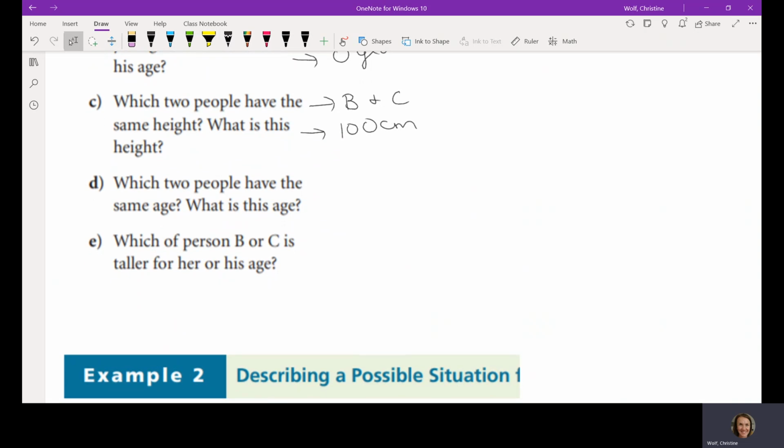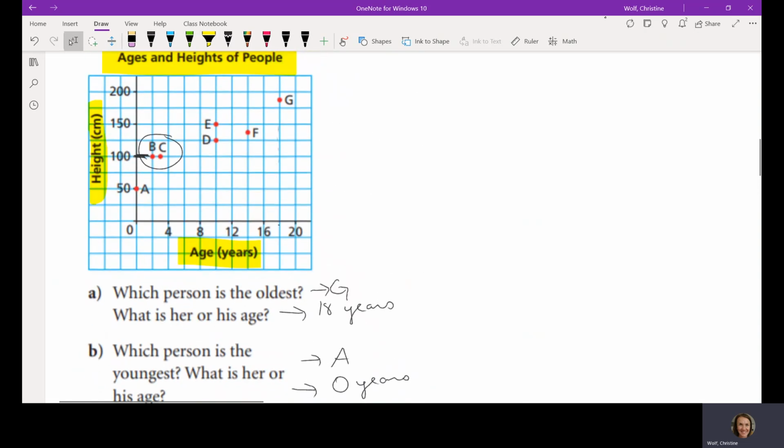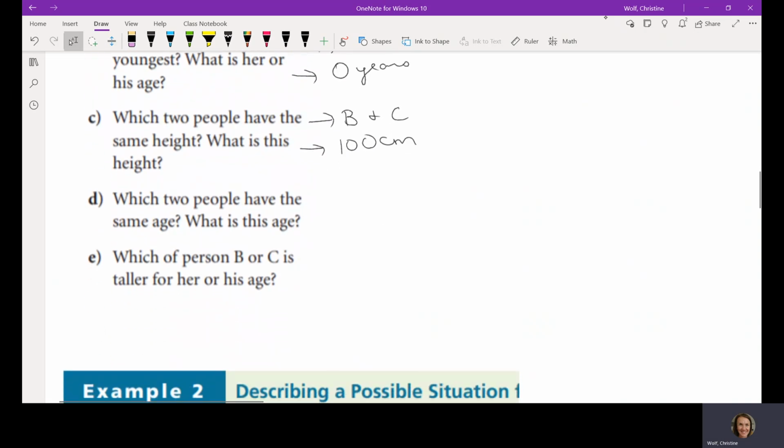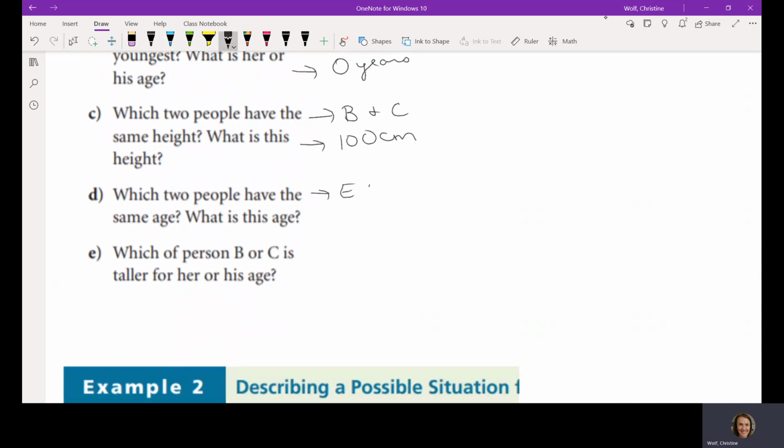Which two people have the same age? All right, so now we're back to looking at the horizontal axis, which represents age. And I want to find two people that are stacked over top of the same age. Well, there it is. E and D are both stacked over top of that blue line. We can see here that we're jumping by 2. So 2, 4, 6, 8, 10. All right. So our answer is E and D have the same age, and their age is 10 years.